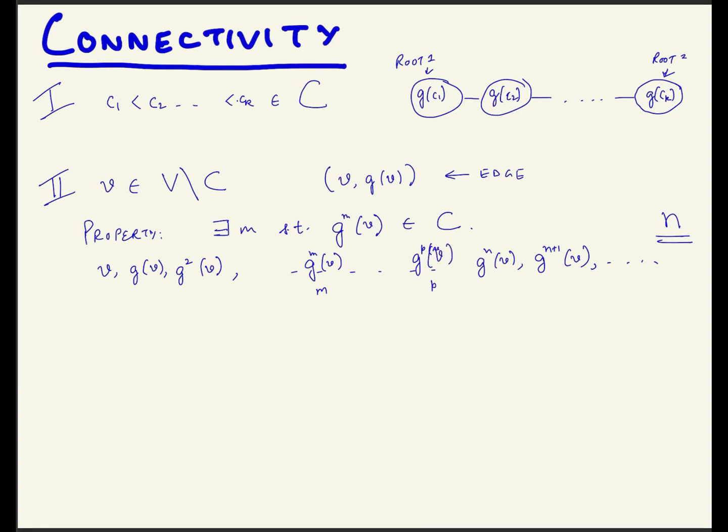And we know when this happens, this means that G^M V belongs to the set C, which is what we set out to prove in this property. Now, how do we use this property to show that V is connected to the path from part 1?